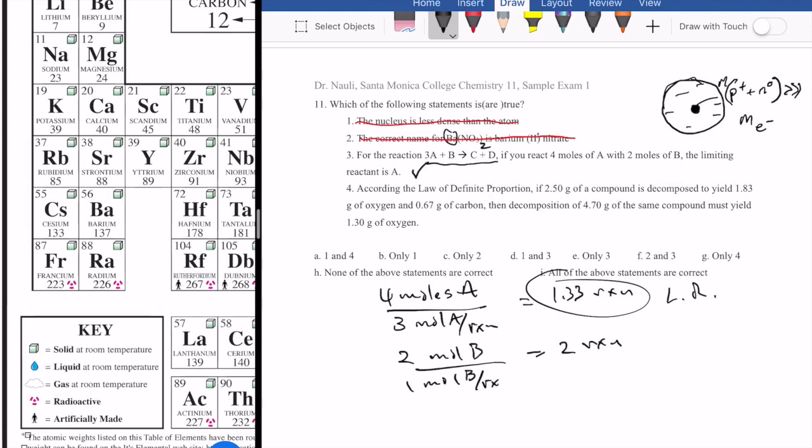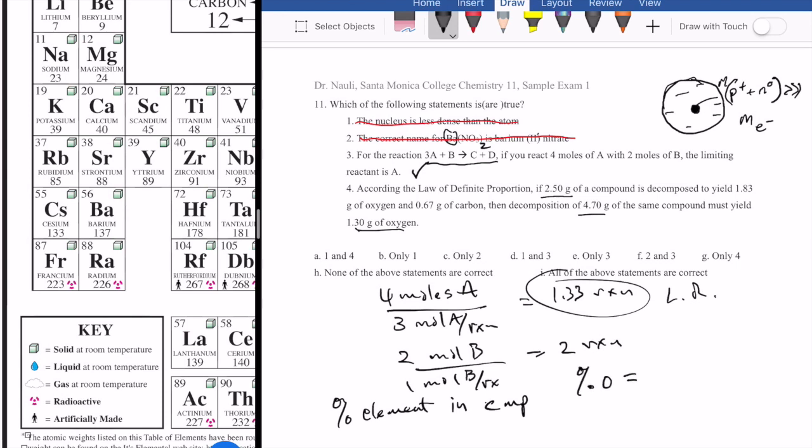It says, according to the law of definite proportion, and what that law says is that the percent of element in a compound is the same for compounds from different sources. So in this case, it says 2.5 grams of compound is decomposed to yield 1.83 grams of oxygen and 0.67 grams of carbon. Then it says if you decompose 4.7 grams of that compound, it should give you 1.3 grams of oxygen. So what we need to think about is just what is the percent oxygen here in this compound.